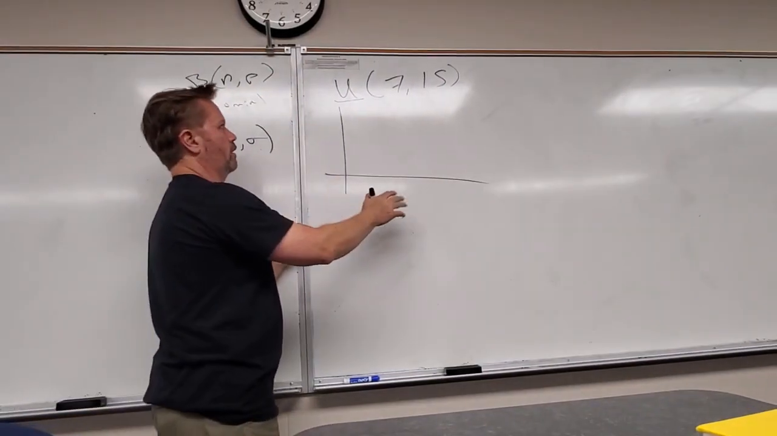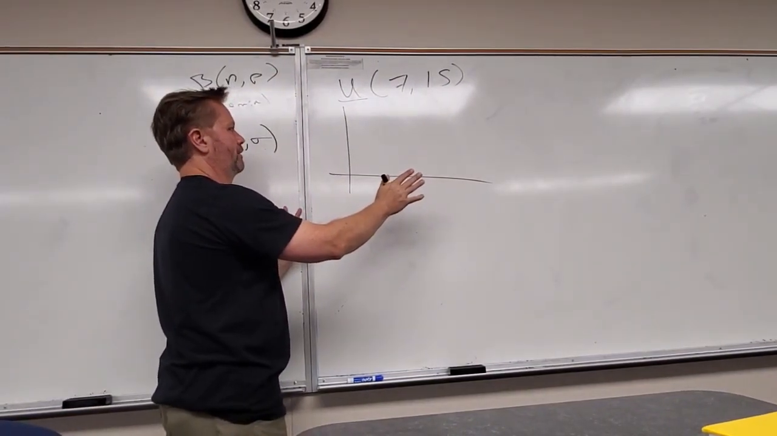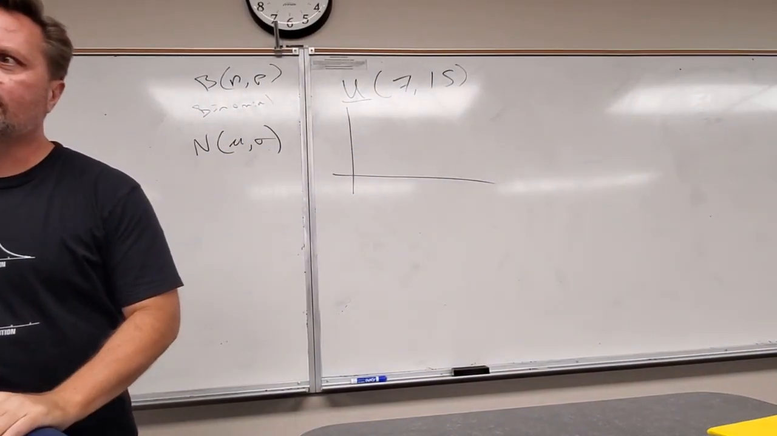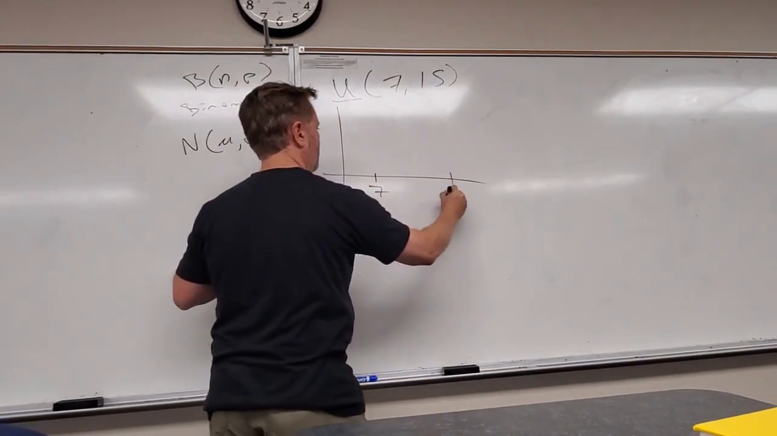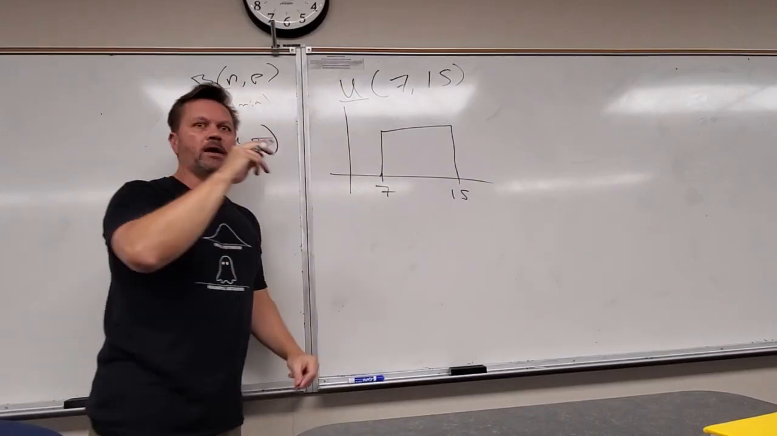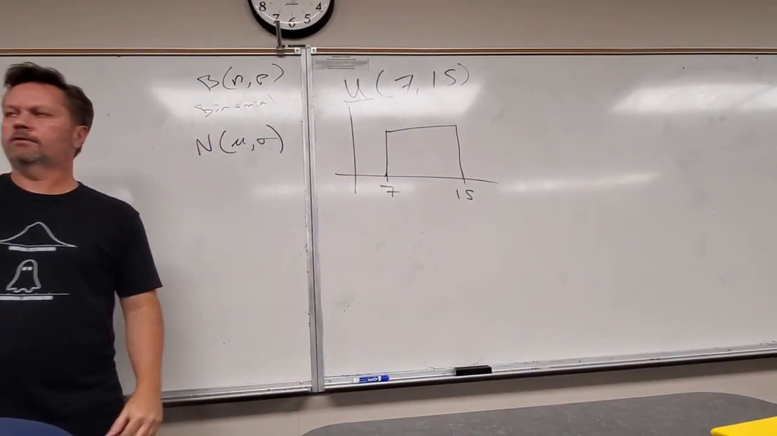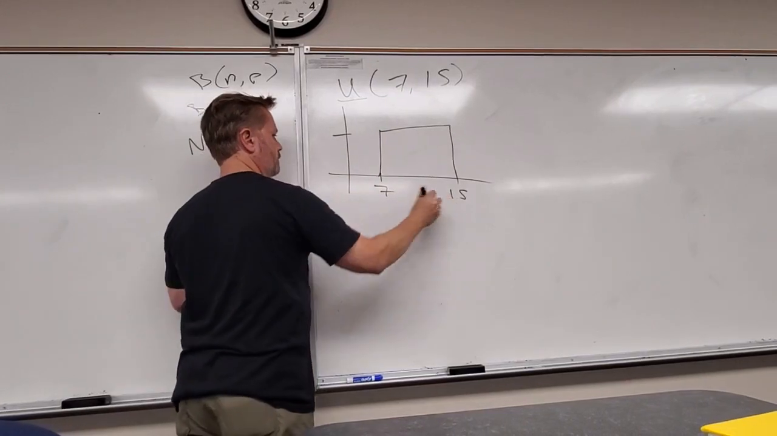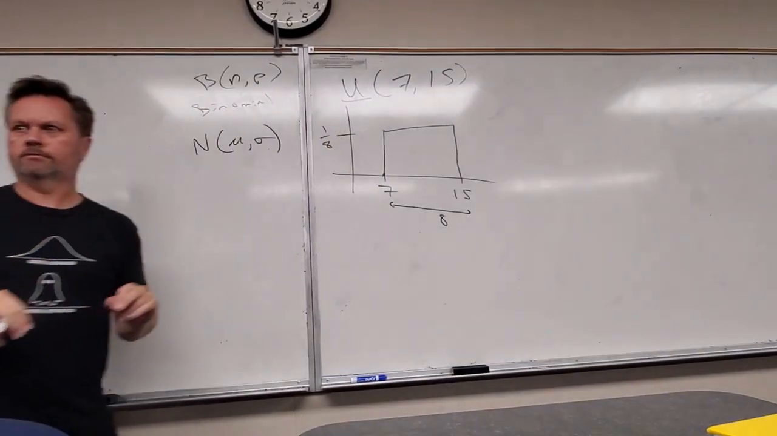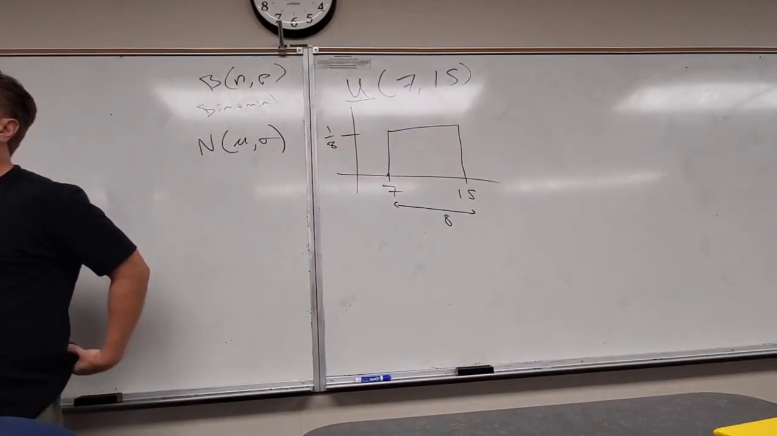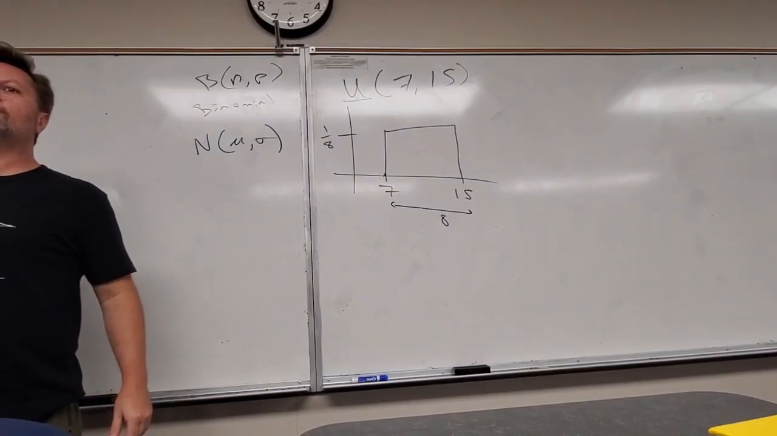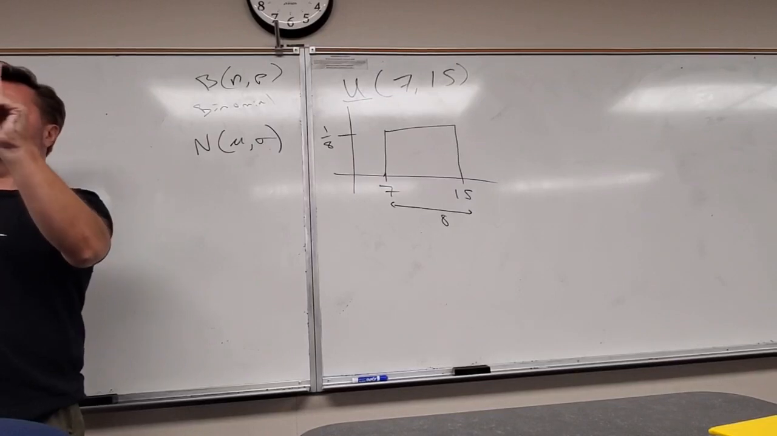So this one, what do you guys draw? Dashes for 7 and 15. And then a rectangle. And to make this complete, you have to indicate the height, right? How wide is this? 8. So how tall must it be? 1/8. Because the area has to be what? 1. That works too, Jeff. It's got to be 1.